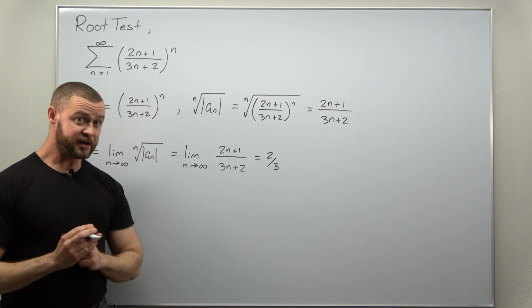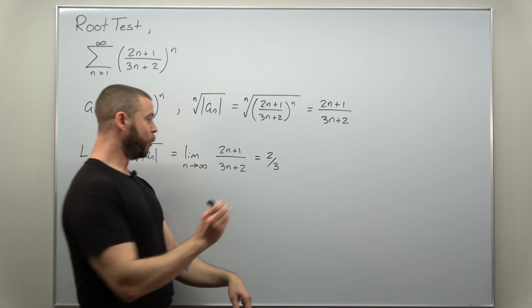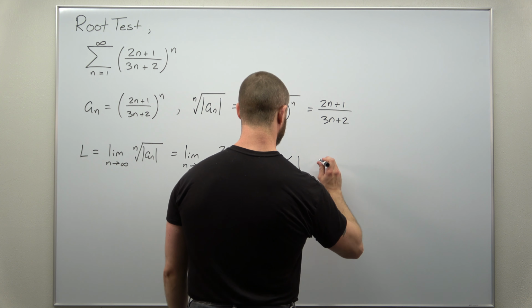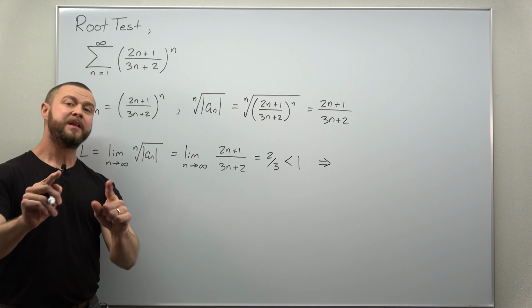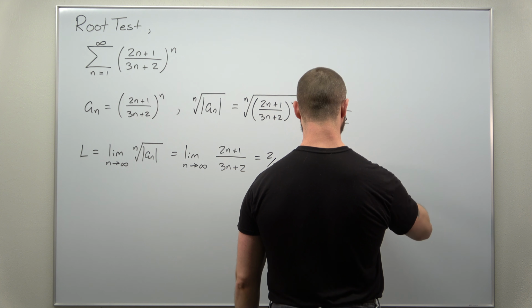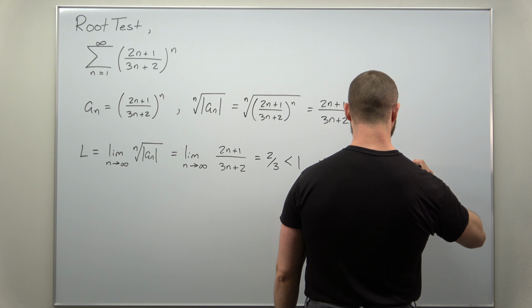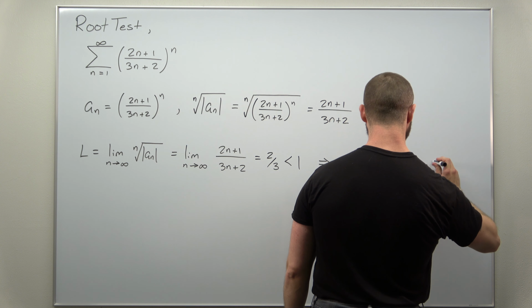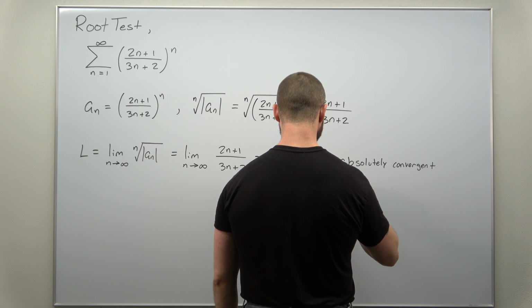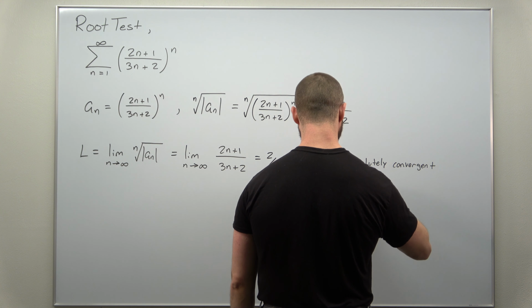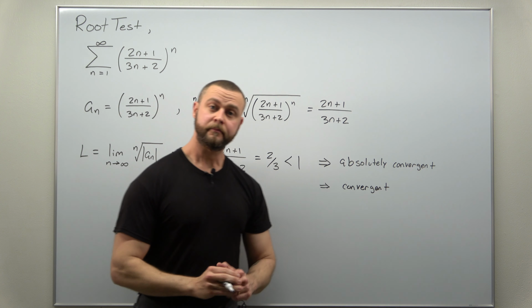And we reach a conclusion here with the root test. Since that limit is less than 1, the root test tells us that our infinite series is absolutely convergent. And that implies from a previous theorem that the infinite series is convergent. Absolute convergence implies regular convergence. And there we have it.